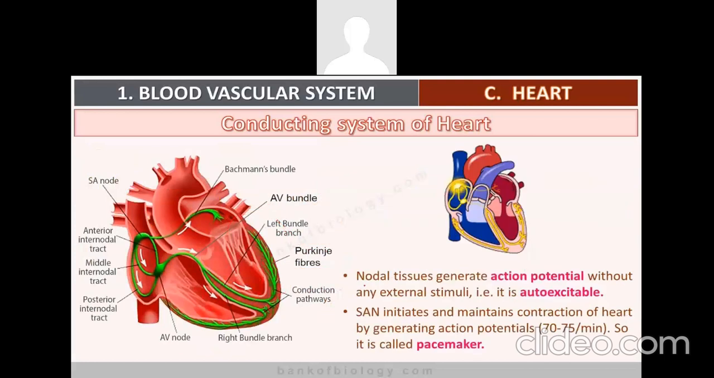These nodal tissues generate something called an action potential, and this comes without any external stimuli. That is, it is auto-excitable. It is capable of generating an electric impulse, an action potential, by itself without any stimulus. And the SAN initiates and maintains the contraction of the heart by generating action potentials of up to 70 to 75 per minute. It's because of this reason that it is called a pacemaker.